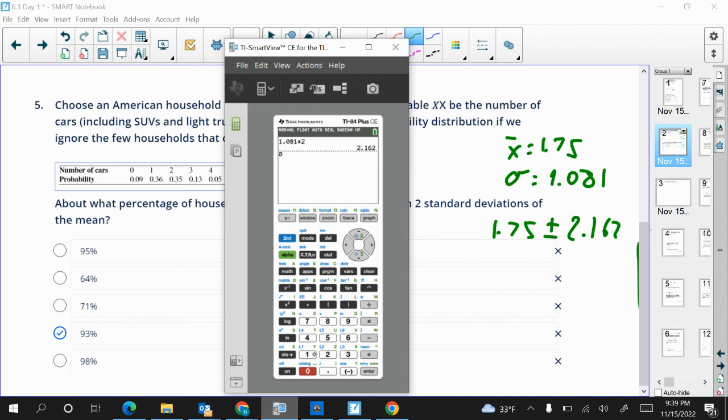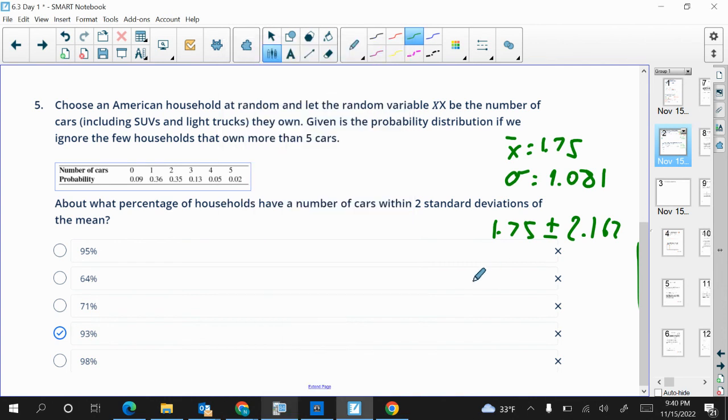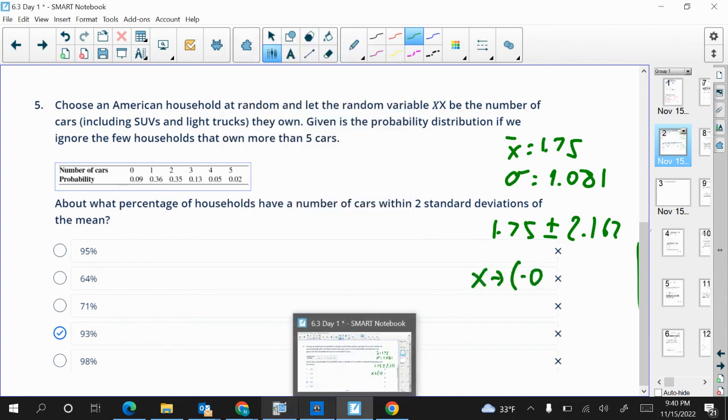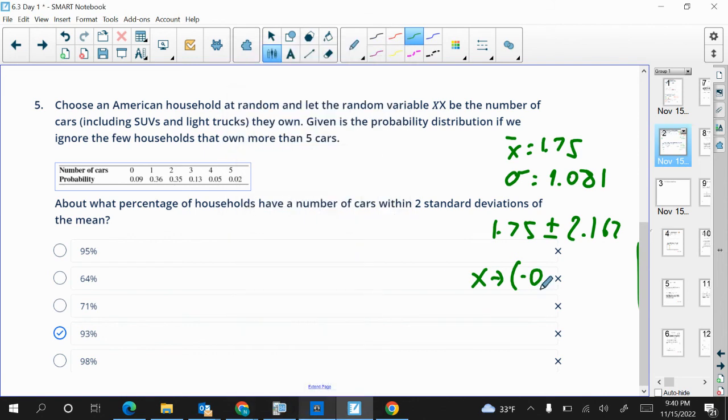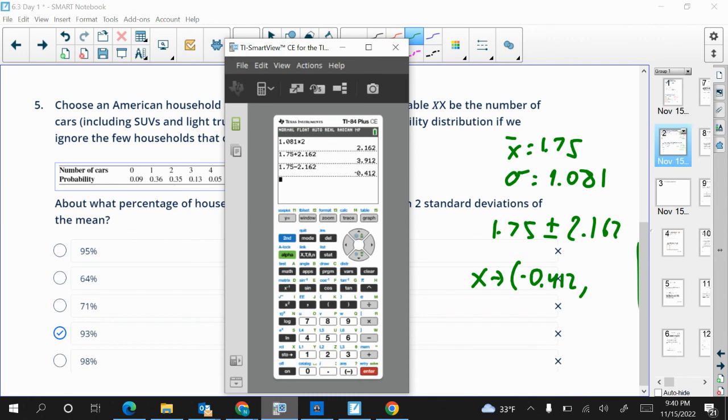So I'm going to take 1.75 plus or minus 2 standard deviations. That would give me 1.75 plus 2.162 and minus 2.162. So I'm going to allow my x to be between negative 0.412 and 3.912.